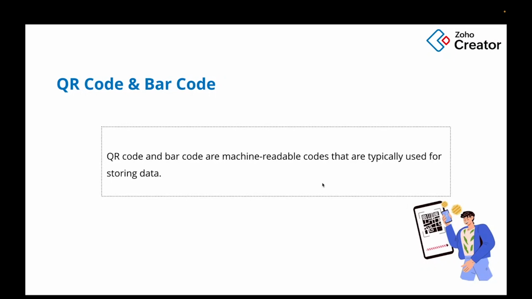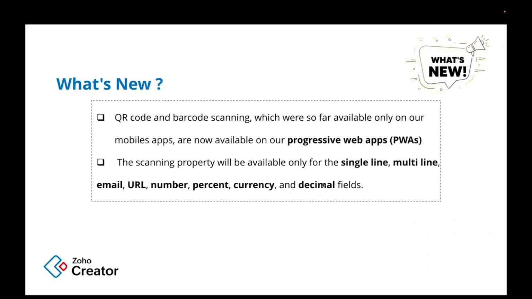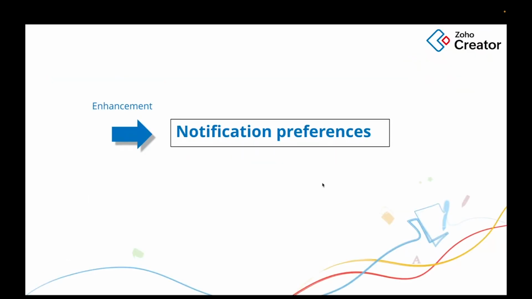As we all know, QR codes and barcodes are machine-readable codes that are typically used for storing data. Now, what's new in this? QR code and barcode scanning, which were so far available only on our mobile apps, is now available on progressive web apps, which is PWA. The scanning property will be available only for the single line, multi-line, email, URL, number, person, currency, and decimal fields.